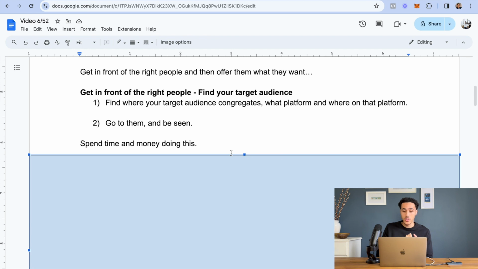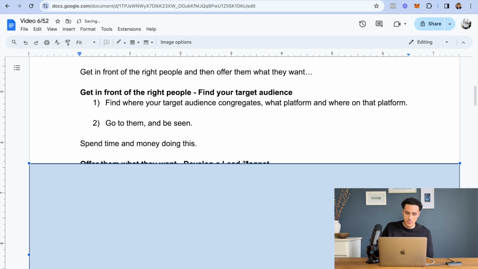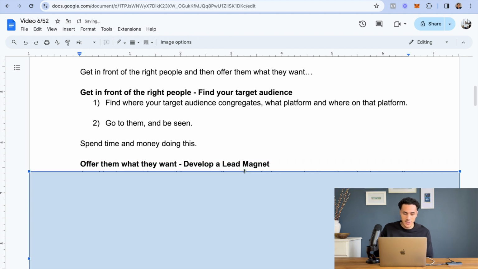Find where your target audience congregates, what platform, where on that platform. Go to them on that platform and be seen. Make sure they see you. You can be seen through content. You can be seen through paid traffic. Be seen.